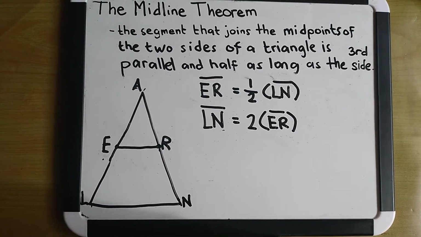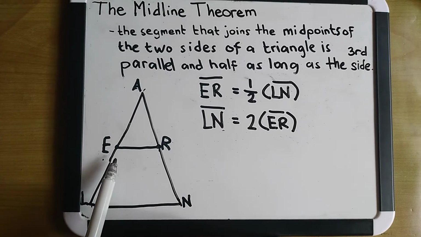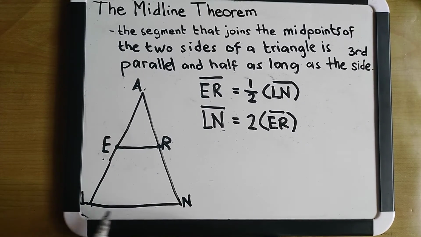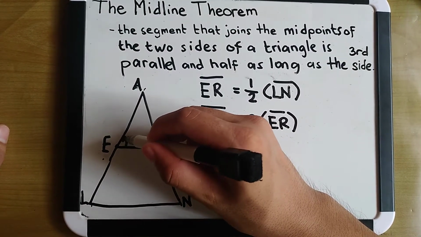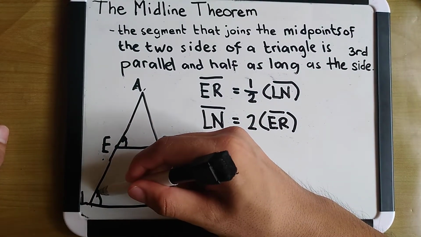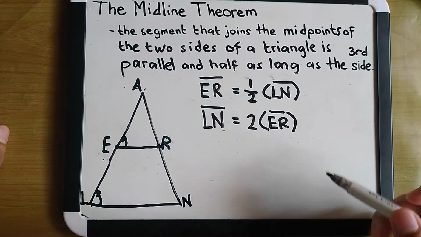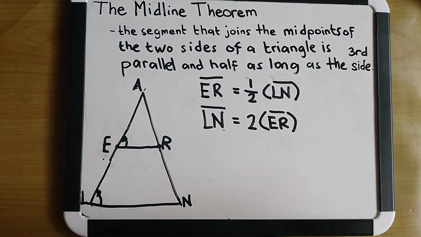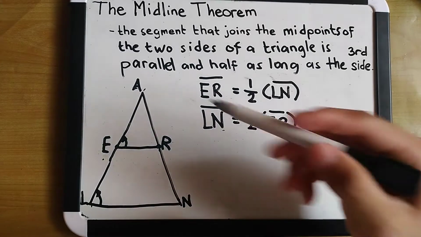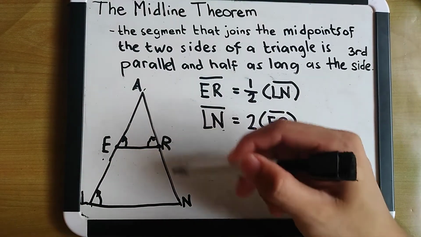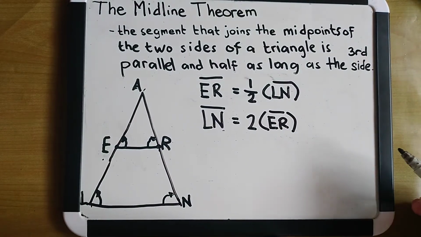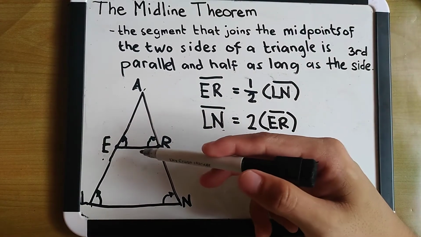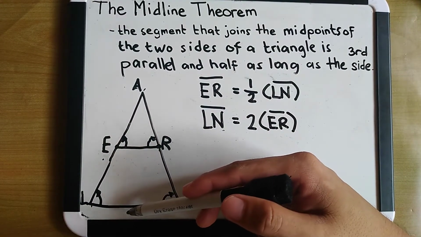The theorem also tells us that the mid-segment ER is parallel to the third side LN. This means that the interior angles formed along these two line segments, angle E and angle L, are equal. We can say the same thing about angle R and angle N. Angle R and angle N are also equal. Why? Because the mid-segment is parallel to the third side LN.